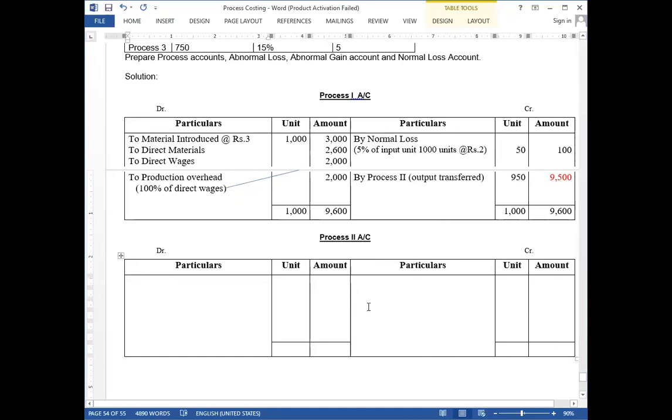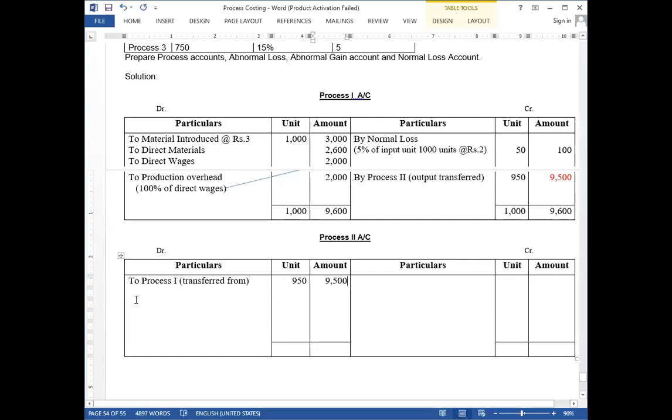For the second process, we always write the first item as the last process, that is the previous process. The output will become the input for this process. So you are going to transfer the output of process 1 to process 2. Write: to process 1, transferred from process 1. How many units? See here, 950 units are there. So those 950 units you are going to transfer here. In the same way, the cost also you are going to transfer, that is 9,500.